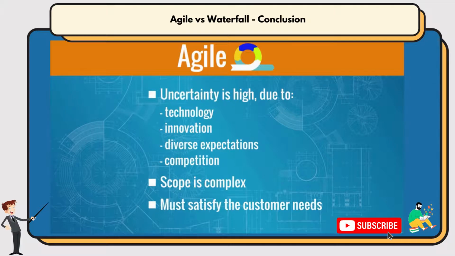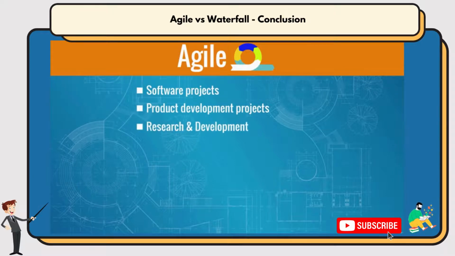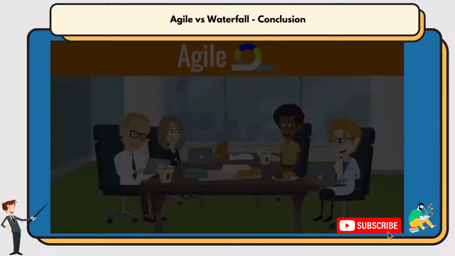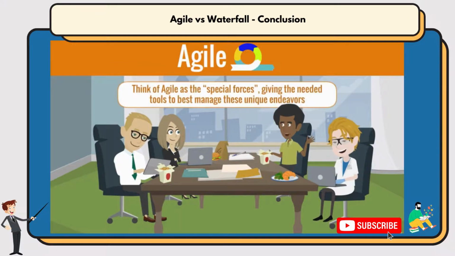invested to achieve that. As mentioned throughout the course, good examples for initiatives with such characteristics include software projects, product development projects, research and development, innovation projects, experimental cases, content creation, design-related projects, strong customization for a specific client, and others. Cross-functional teams need to work together, covering together more than one domain of expertise, e.g., software for the finance department. We can think of Agile as the special forces, giving the needed tools to best manage these unique endeavors.